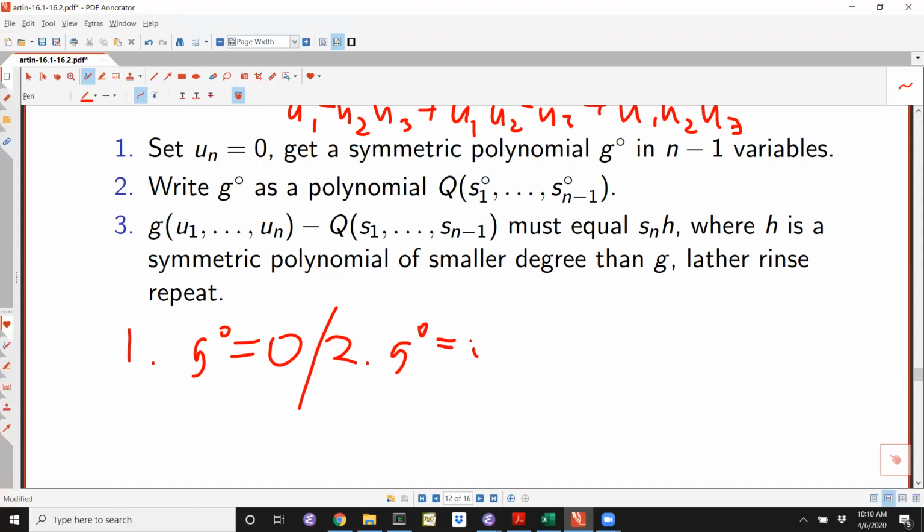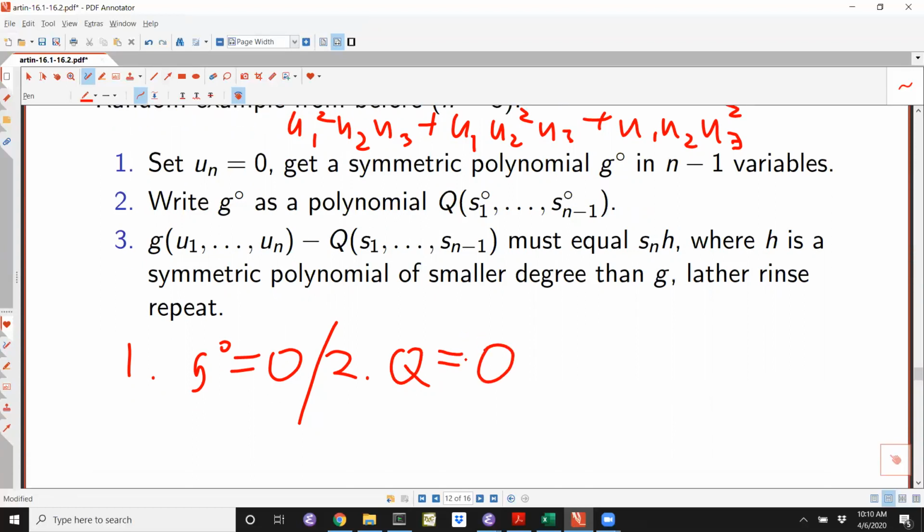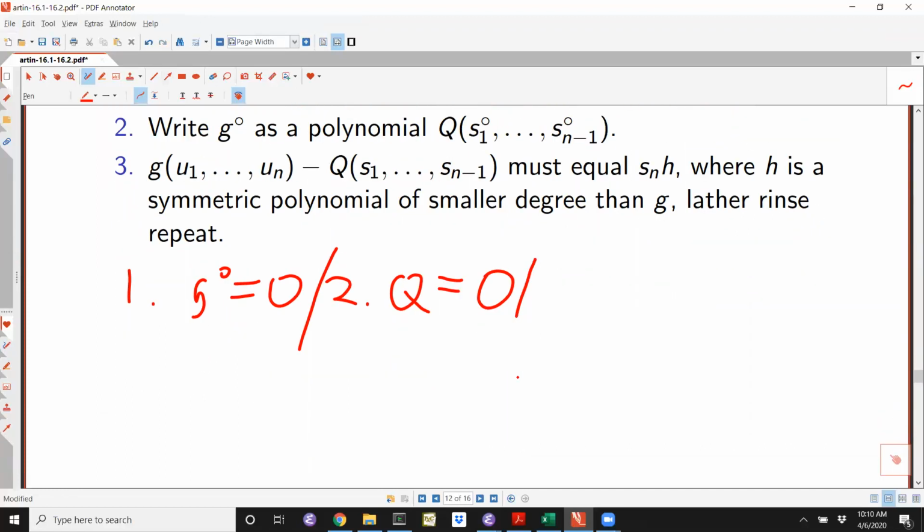G0 equals 0. And now the point is, you can show, this is part of the proof, that when you subtract off... sorry, the point of that was we're going to find this new polynomial Q, but Q is actually also here the 0 polynomial, so it kind of hides what's going on. But the one thing you can see here is step 3.